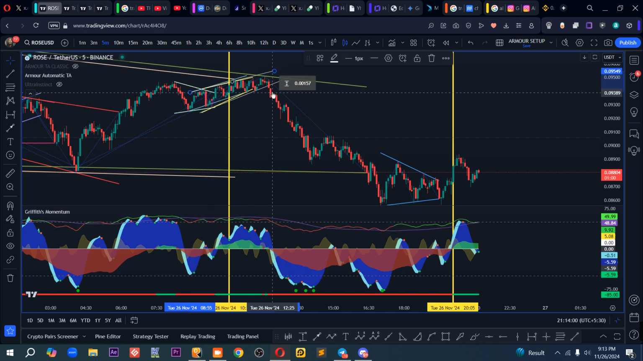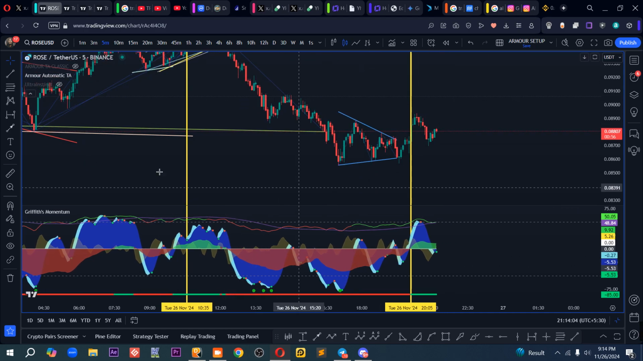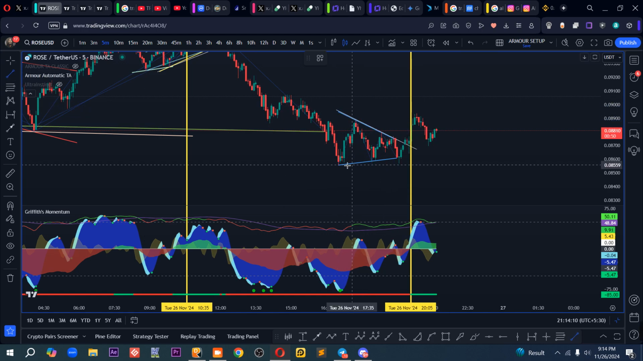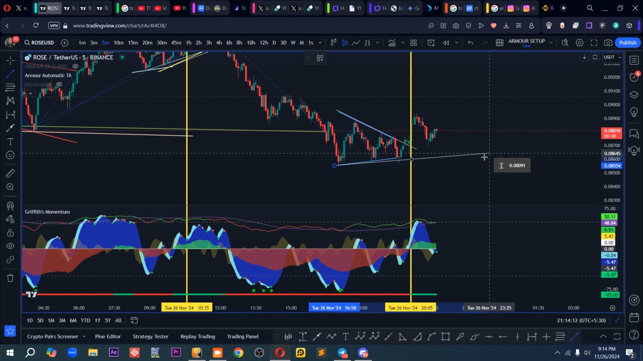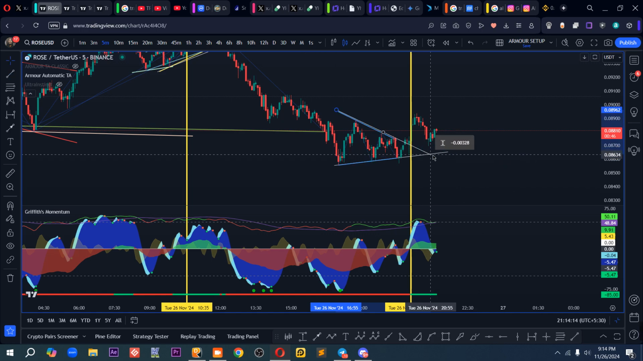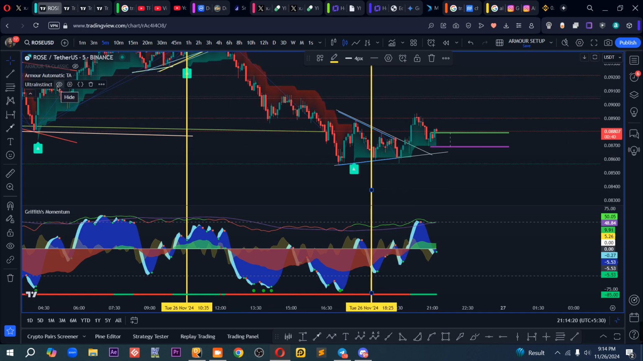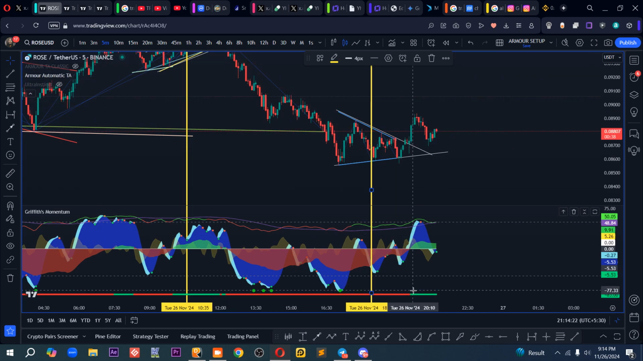And then what happens? Money leaves the market and then price goes down. Okay, and then you just draw another pattern, which is here, a symmetrical triangle. Redraw, and make sure you extend the lines a little bit more so you can see the clear breakouts.